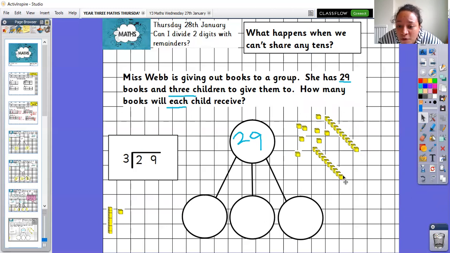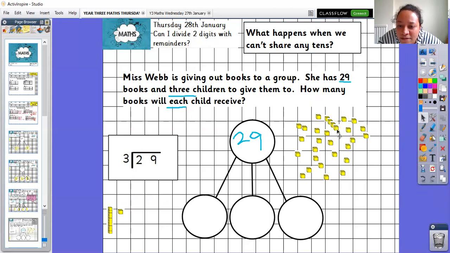Now, because I've got all of these ones, essentially what I've said to myself is that I can't divide the tens in the form that they're in. I couldn't do it equally. And so I've had to turn them into ones to get to the point where I can actually share them out equally. I'm just spreading them out so you can see how many I've got.